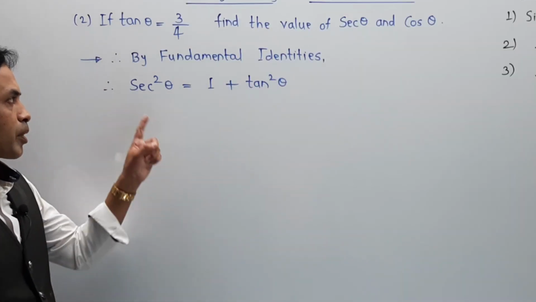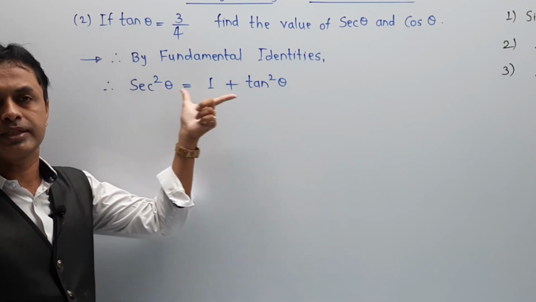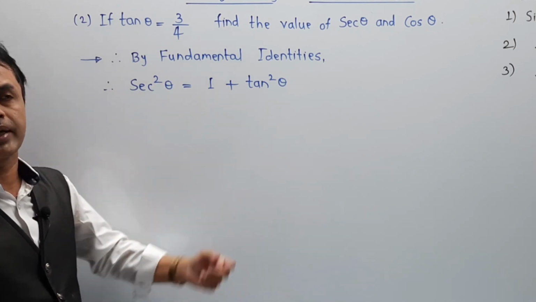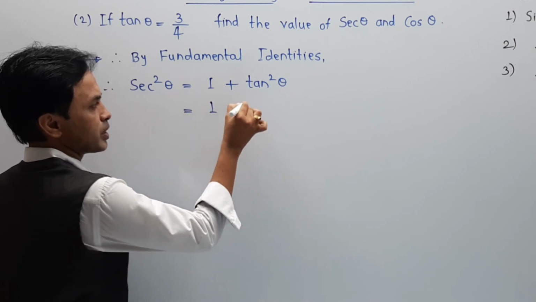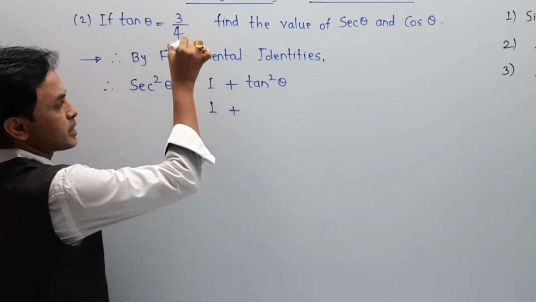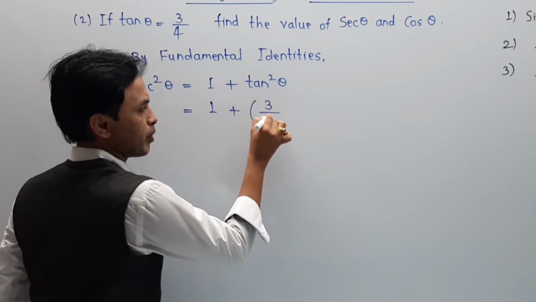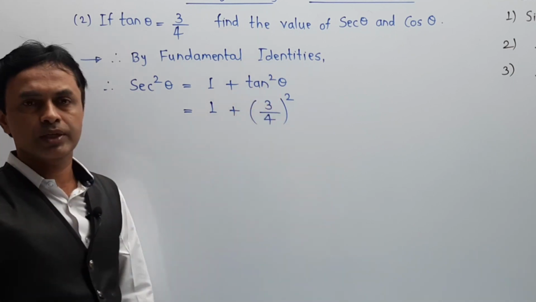Now here the property is 1 plus tan square theta is equal to sec square theta, but I have written LHS to RHS and RHS to LHS. Now putting the value and making a simplification, the part is 1 plus tan theta is 3 by 4, and having a square, it becomes simply 3 upon 4, bracket square, and that is nothing but tan square theta.